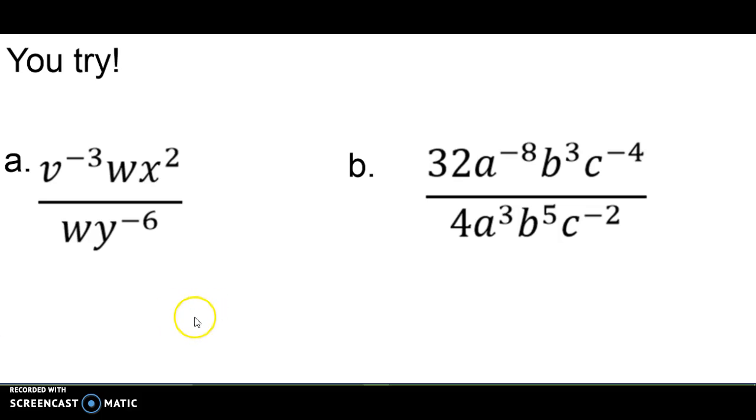All right, so go ahead and pause the video, write down A and B, try these on your own. I know that this seems a little difficult. It's putting a lot of our properties together, but I have faith that you guys can do it. Write down any questions you have and bring them to class tomorrow.